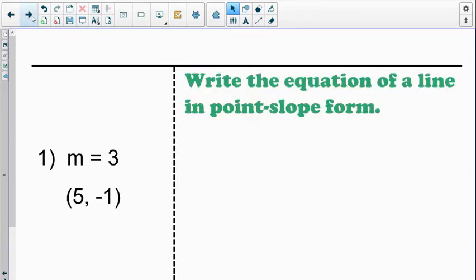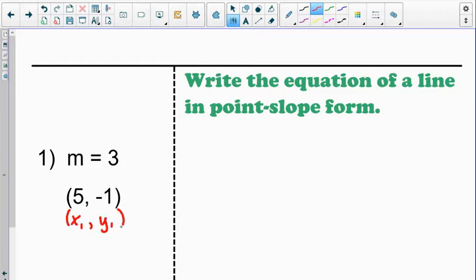So the first thing we're going to do is practice writing an equation in point slope form. In example number 1, we know that the slope of our line is 3, and we're also given the information that the point 5 comma negative 1 is a point on our line. So I'm going to label that, keeping in mind that when I have an ordered pair, I think of it as x sub 1 comma y sub 1. And I already see that my value of slope, or m, is 3.